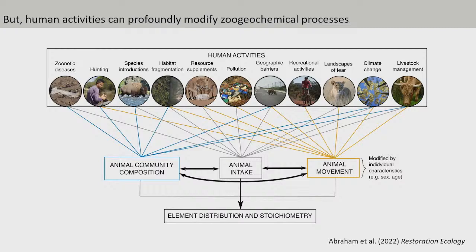But as with all things, humans manage to get in the way and mess up a lot of these natural processes. Principally, they do this by changing what animals are in the environment, by changing what elements these animals interact with, and also by changing how animals move across their environments.